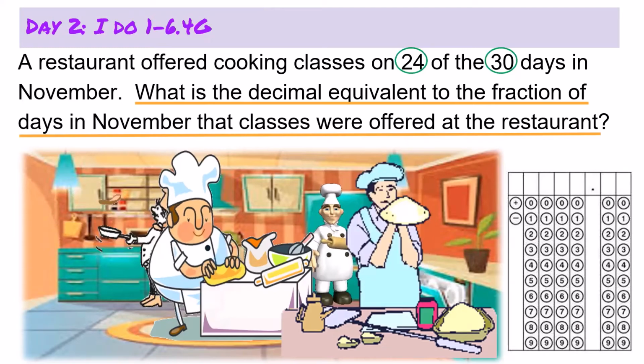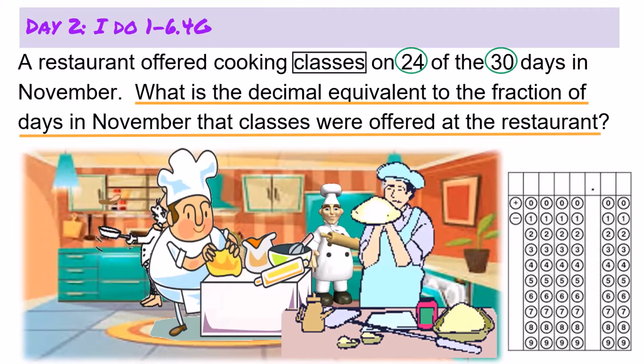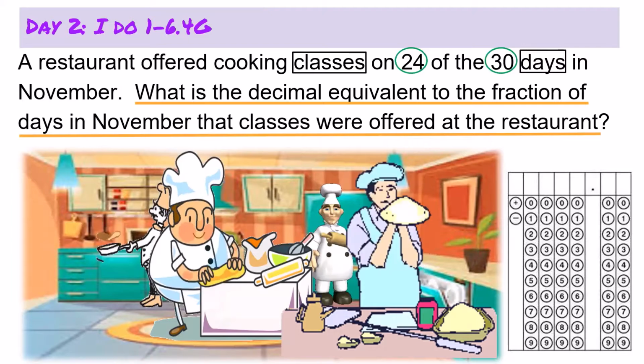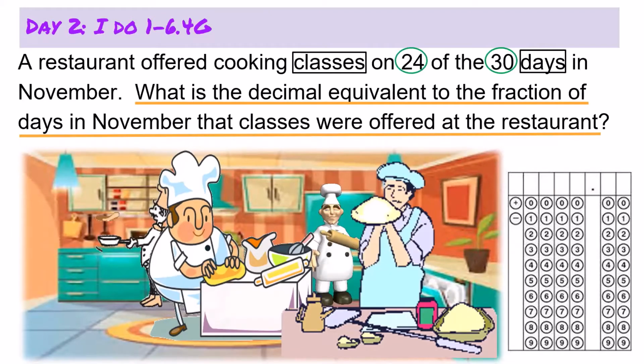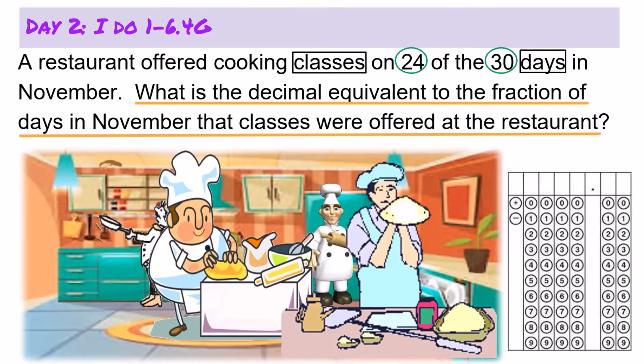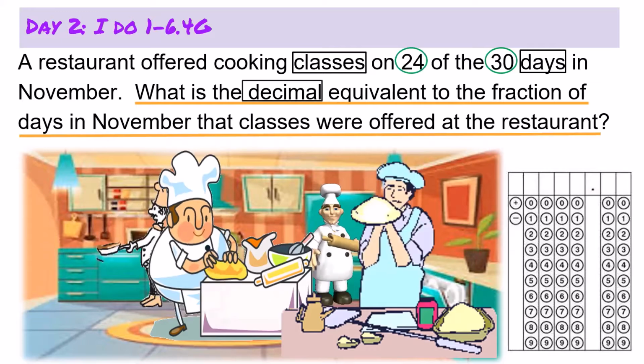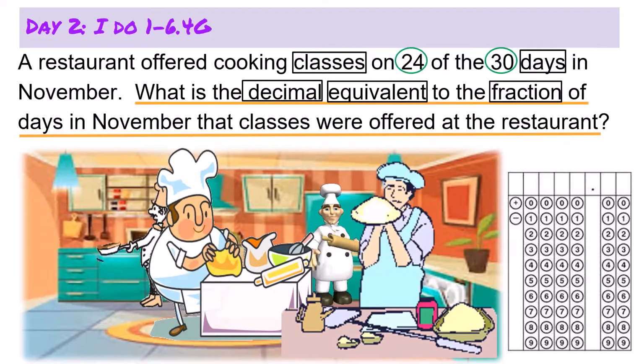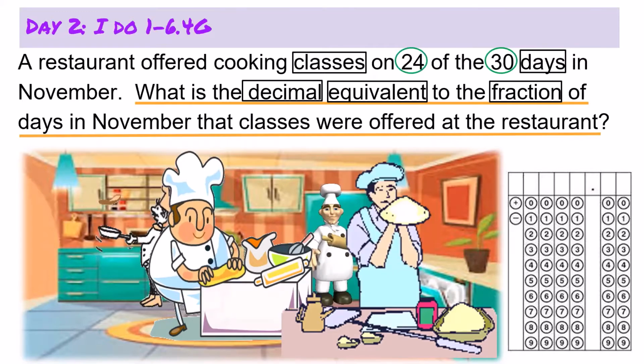Now, let's box in keywords. I would box in classes to represent 24 classes, days to represent 30 days, and they asked us to write our answer as a decimal that's equivalent to the fraction. Let's get started showing our work.